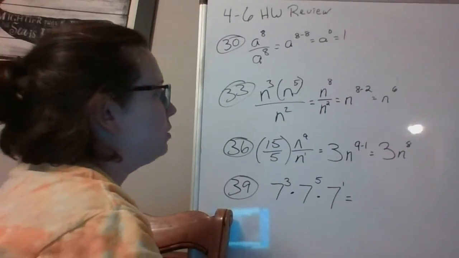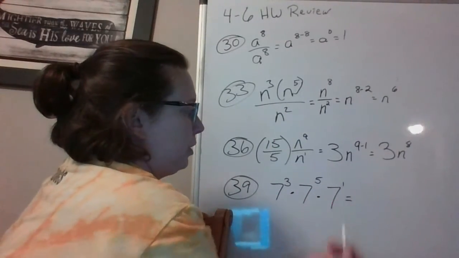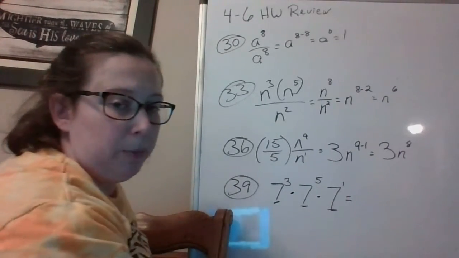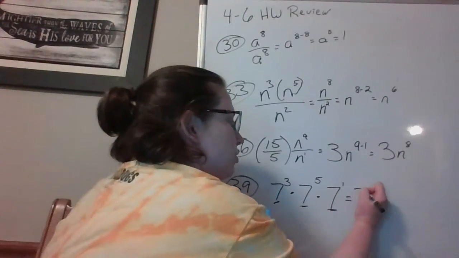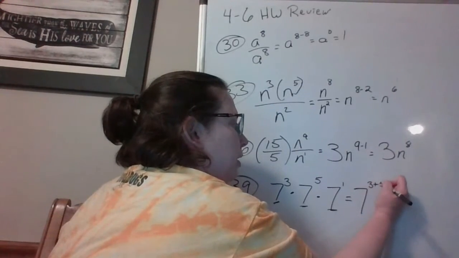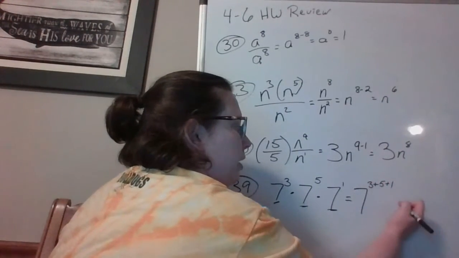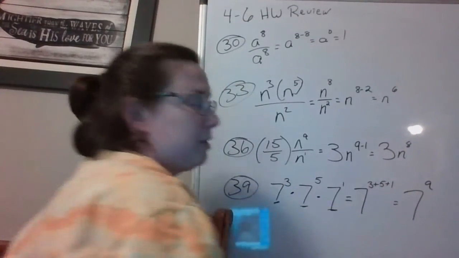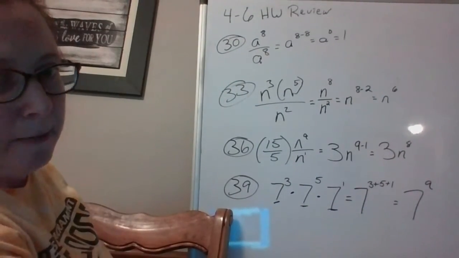When you multiply, you're going to add up your exponents. We can do that because all three of our bases are 7. So we would have 7 to the power of 3 plus 5 plus 1. If we add all those up, we get 7 to the power of 9.